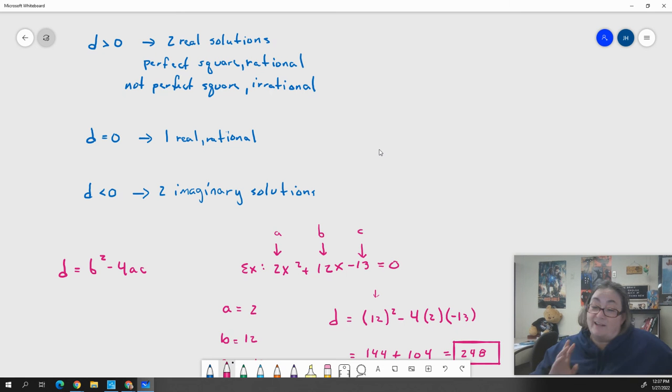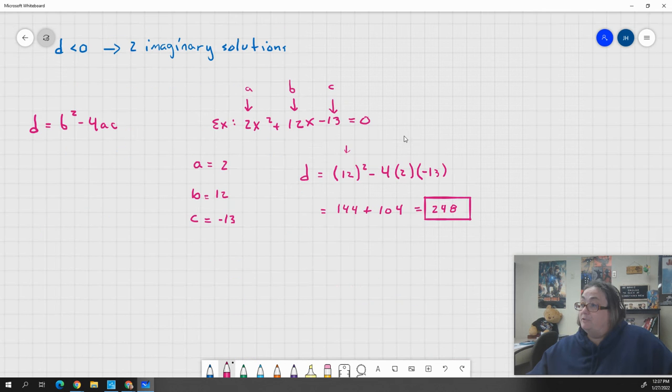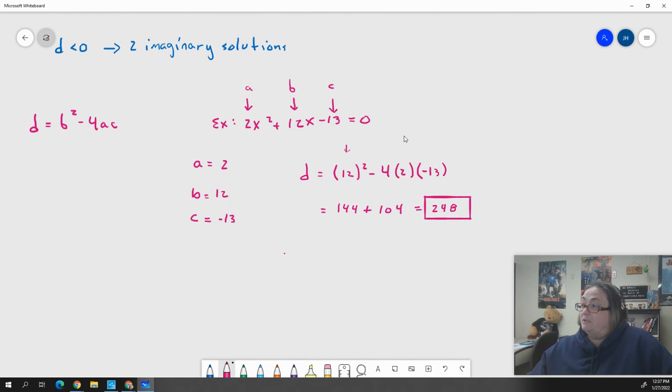Is it a perfect square? I can tell you right off the bat that it's not a perfect square, which means that we are going to have 2 real yet irrational solutions. Does that make a little bit of sense to you?